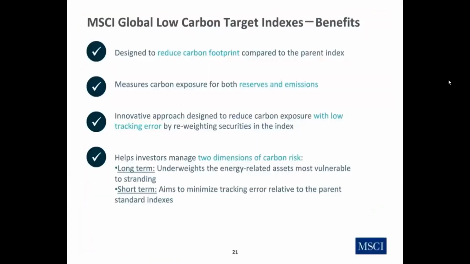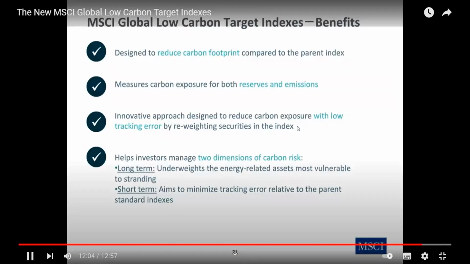In closing, today we presented the MSCI Global Low Carbon Target Indexes. These indexes demonstrate many benefits as a tool for investors focused on low carbon investing and risk. The indexes are designed to reduce carbon footprint compared to that of the parent broad market index across two key dimensions, reserves and emissions. In addition, they represent an innovative approach designed to reduce carbon exposure with low tracking error by re-weighting securities in the index.